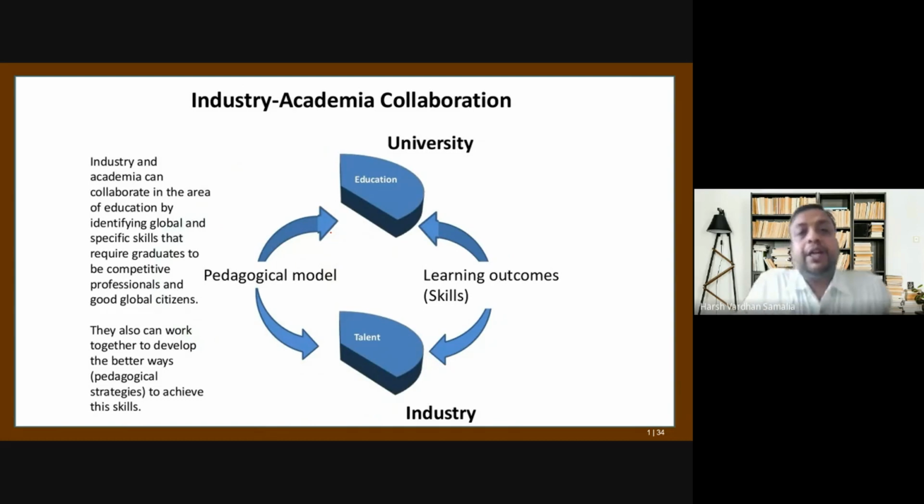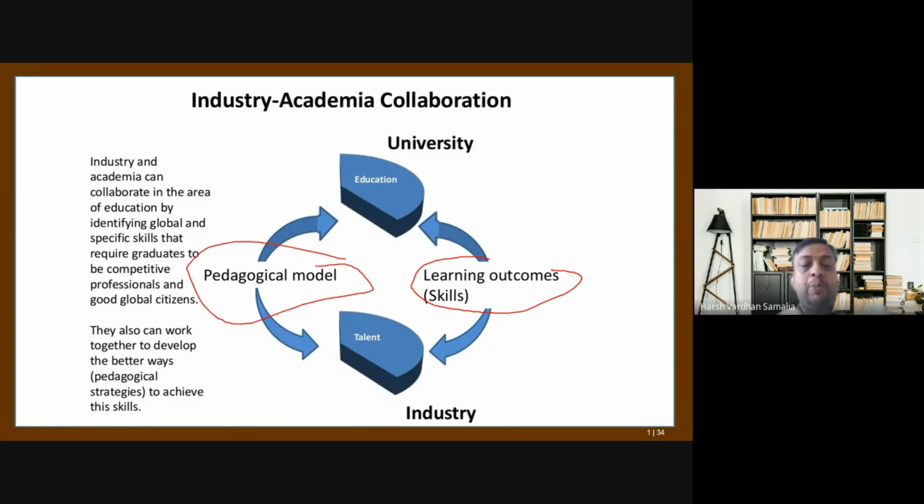So when you are looking at industry-academia collaborations, no doubt the learning outcomes, the skills, as well as the pedagogical models are both very, very important. The next step, when you do a small number of real-time projects for them and get closer to the company, is that you can invite some of their professionals as guest lecturers, as guest speakers for your course.